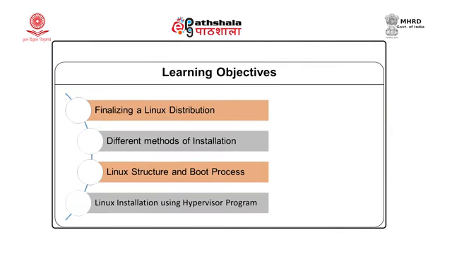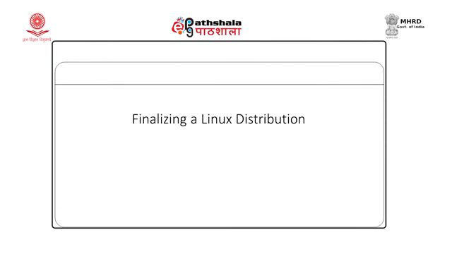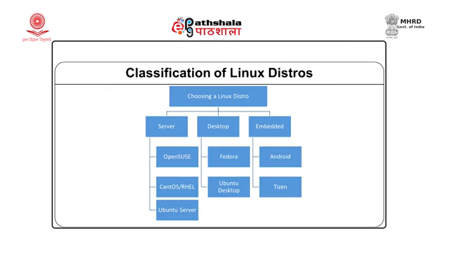As you can see, the first thing is we have to finalize a Linux distribution. There are various Linux distributions available. There can be server based operating systems, there can be desktop based operating systems. Operating systems are also available for handheld devices, mobiles, and they are available for embedded systems as well.